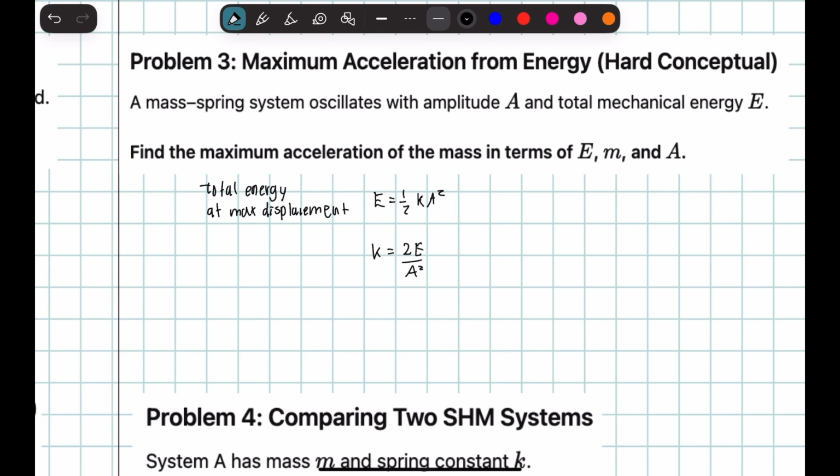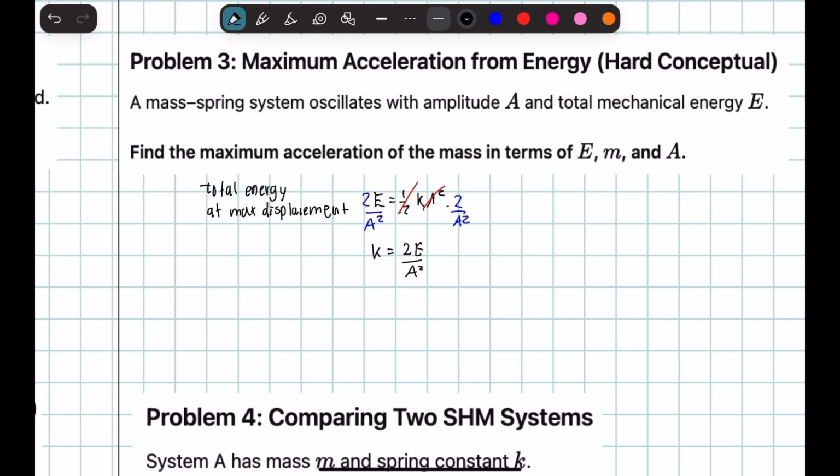To backtrack there, we had to multiply by 2, and we had to divide by A squared. Multiply this by 2 over A squared, then that cancels out, and so k equals 2E over A squared.